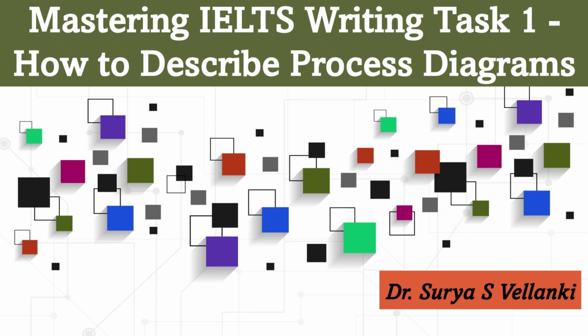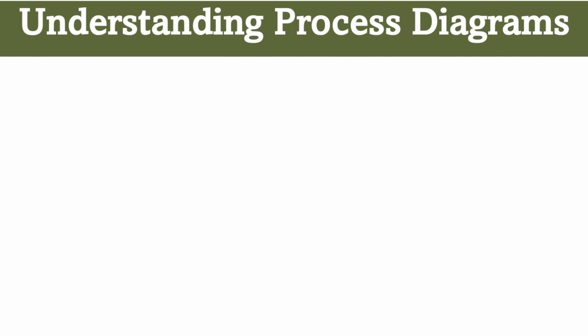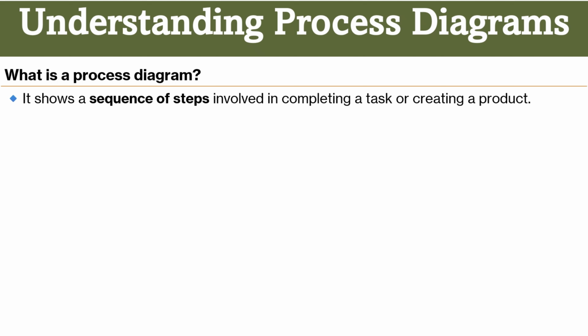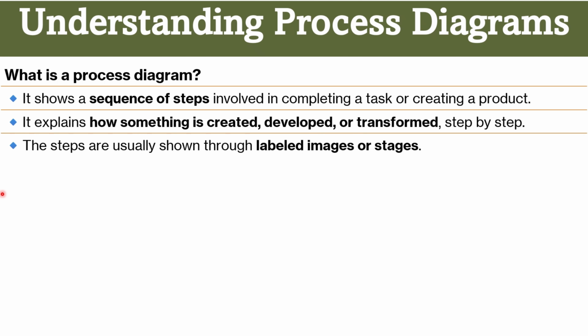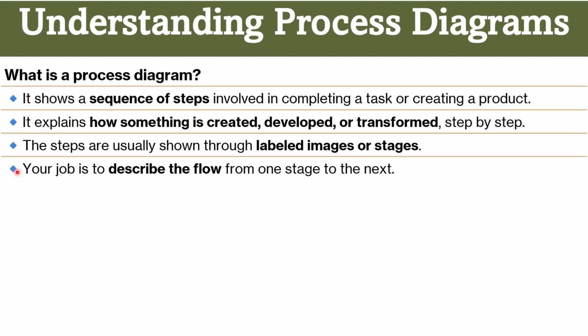Let's get started. First, let's see what a process diagram is. In IELTS Writing Task 1, a process diagram is a type of visual that shows a sequence of steps involved in completing a task or creating something. It explains how something is created, developed, or transformed, and each step is usually shown through labeled images or stages. Your job is to look carefully at the diagram and describe the flow from one stage to the next in a clear and logical way.